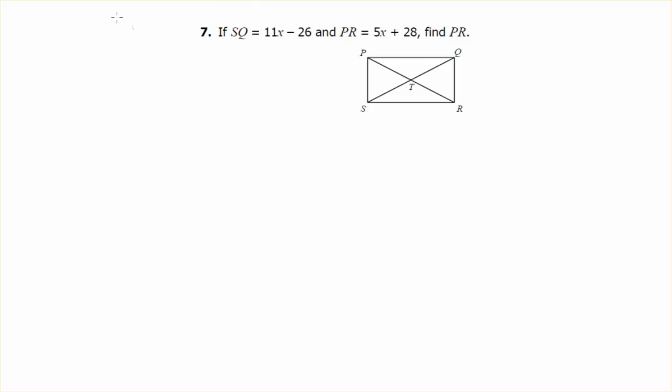Okay, so 7 starts to look at algebra. Well, actually 6 does, but we're only looking at the odds. So we're starting with 7. So the first thing we've got to figure out is, what is it talking about here? So SQ is one of our diagonals, and PR is our other diagonal.